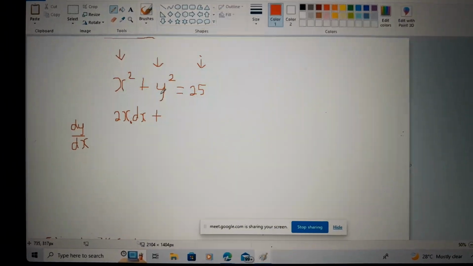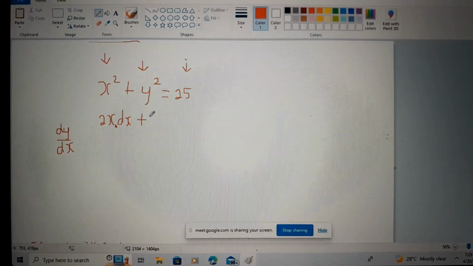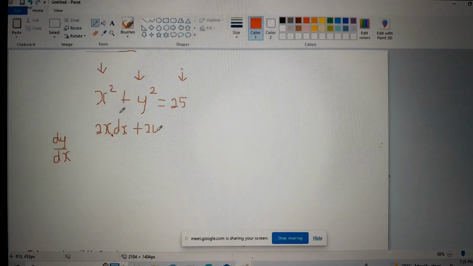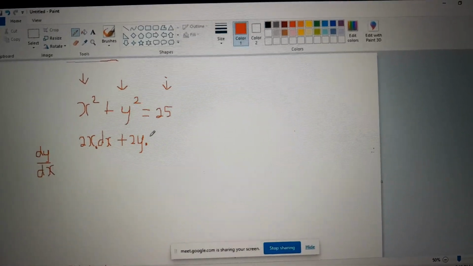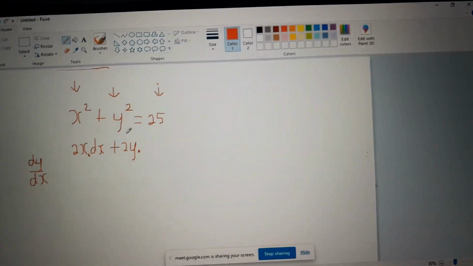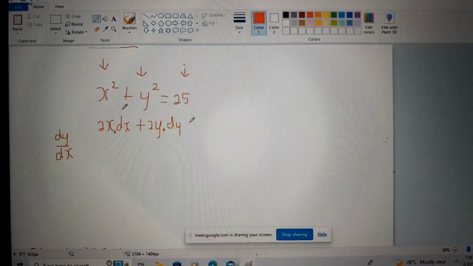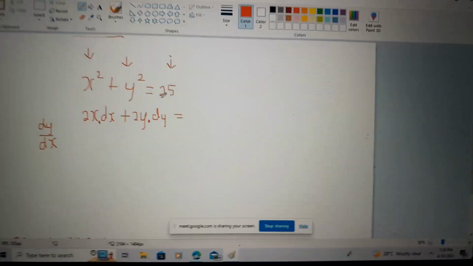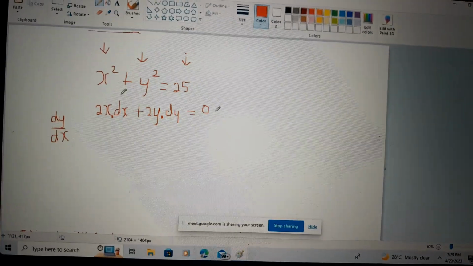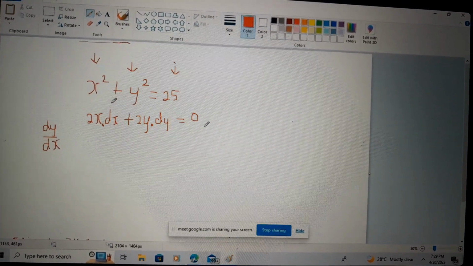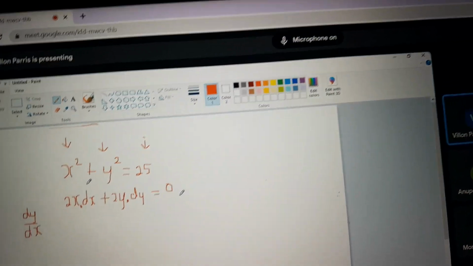Now, if we differentiate y, yes, we'll get 2y, and what should I put next to it? dy, sir. Very good, dy. Now, if we differentiate a constant, we know it will be 0. So I don't have to put anything next to 0 because it will still be 0. Agree? Yes, sir.